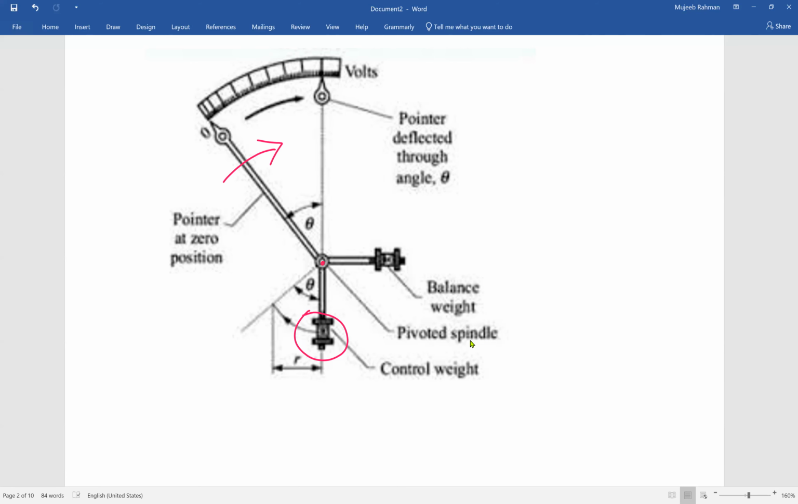What will happen here is, if you disconnect the instrument from the lines, because of the control weight, the instrument will return back to the original position. In short, this control weight always tries to bring the pointer to the 0 position or the rest position once the instrument is disconnected from the line. So this is basically providing a restoring torque. The control torque can also be called a restoring torque.